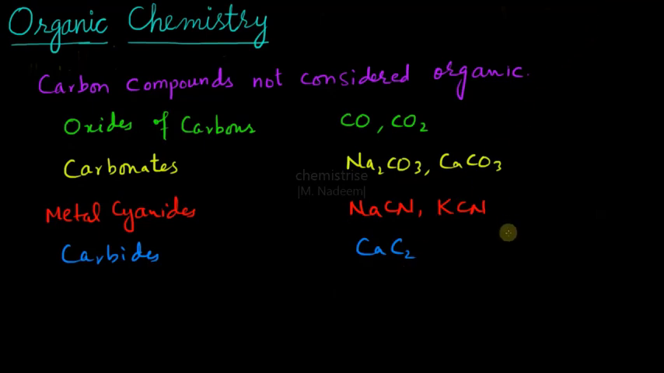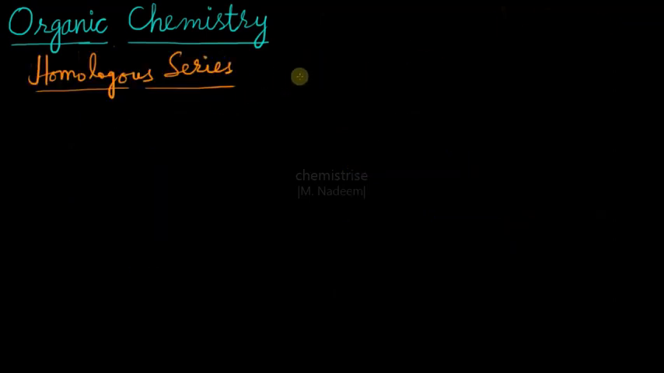Now let's move ahead and see what we mean by homologous series. Organic compounds are huge in number, but their types are few.